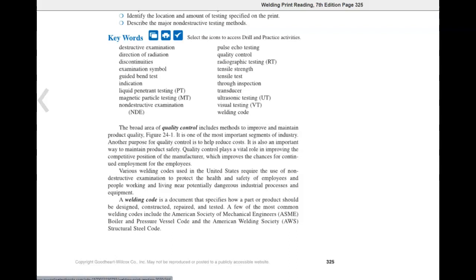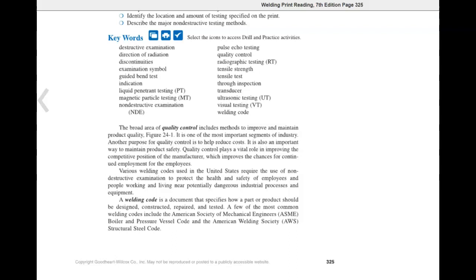Quality control plays a vital role in improving the competitive position of the manufacturer, which improves the chances for continued employment for the employees. Various welding codes used in the United States require the use of non-destructive examination to protect the health and safety of employees and people working and living near potentially dangerous industrial processes and equipment.